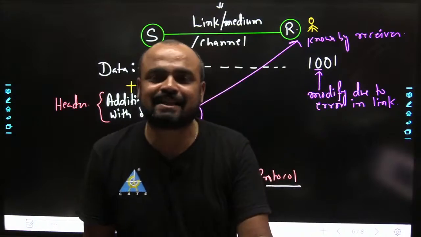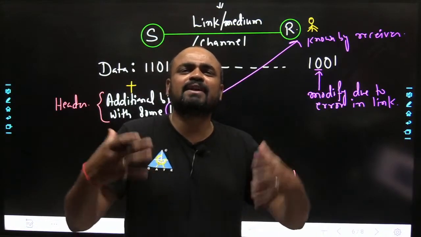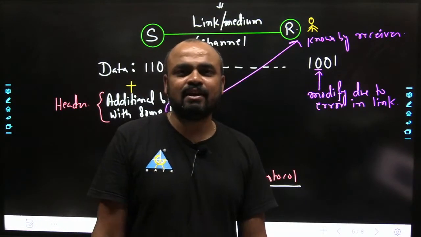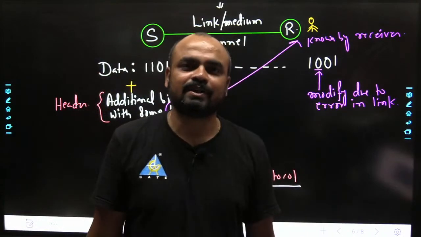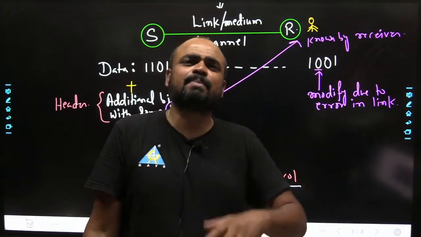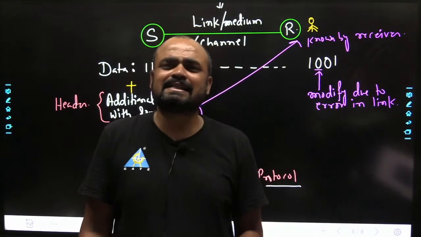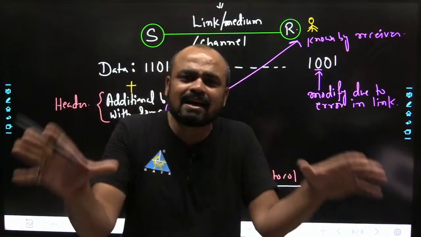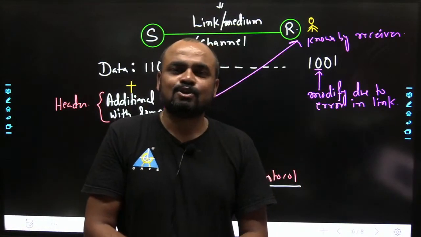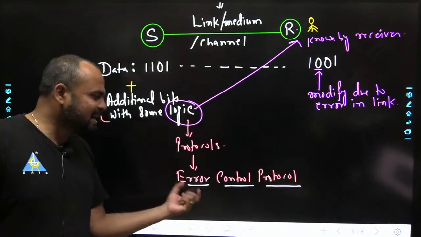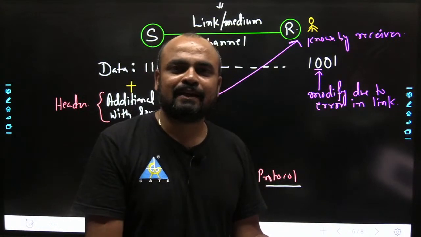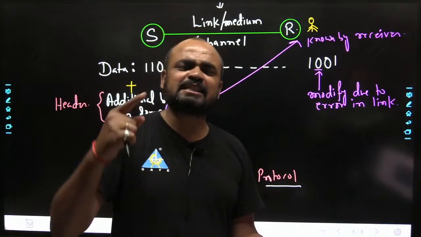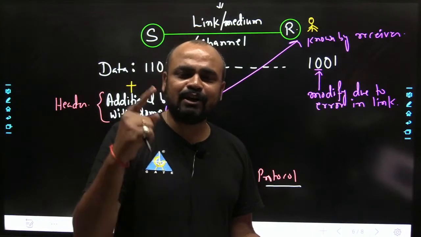And for this reason, we give different logic. Inside the error control protocol, we have various mechanisms: simple parity check, 2D parity check, CRC, checksum. These are the error control protocols. So why are we assigning the name error control protocol? Now I think you are able to feel it. Yes or no? Everyone, just say by heart. Are you able to feel it or not?